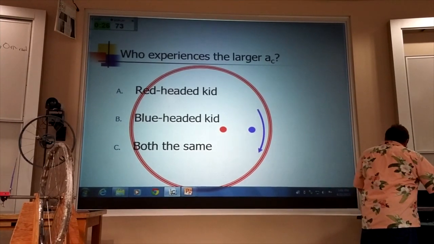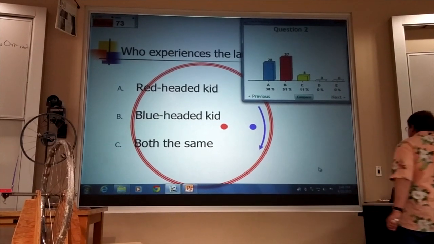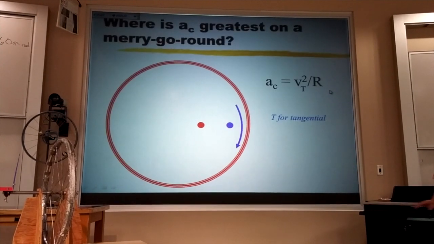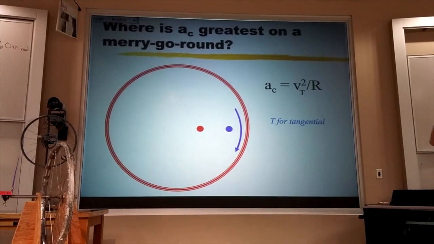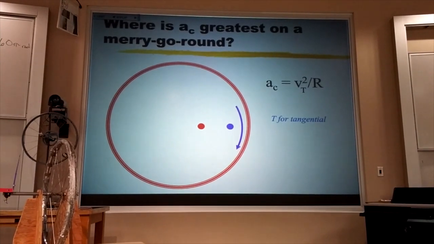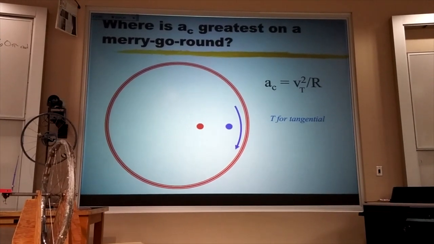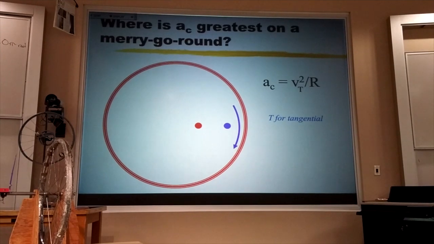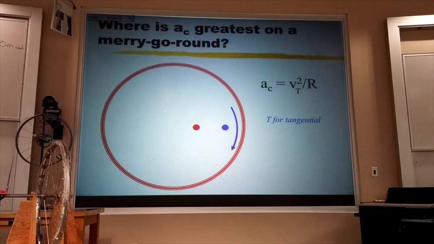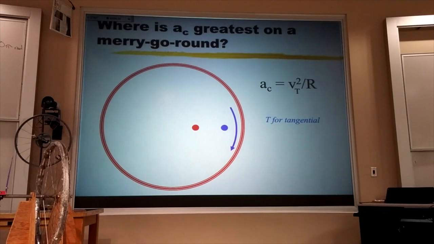Okay. Let's see how we did here. Whoa, we don't know. We don't know. And folks, that's okay. Because when I write centripetal acceleration this way, it's kind of confusing. The blue-headed kid has a bigger tangential velocity, but the blue-headed kid also has a bigger radial distance, r. And one of those is trying to make that acceleration bigger, one is trying to make it smaller. So let's look at it another way.